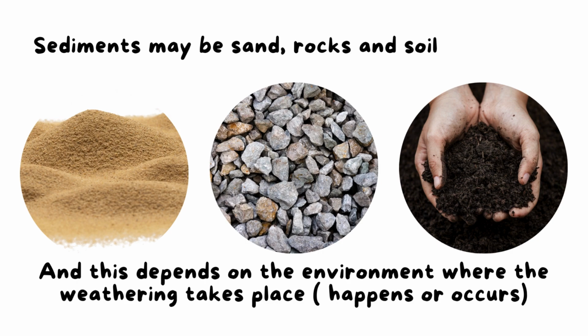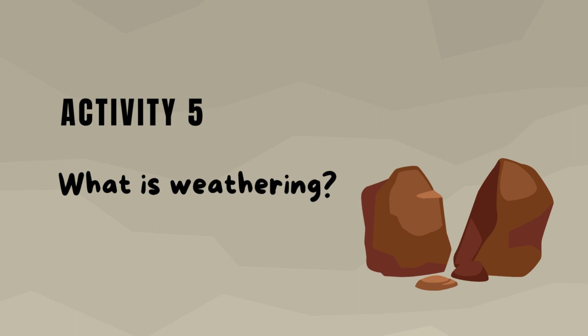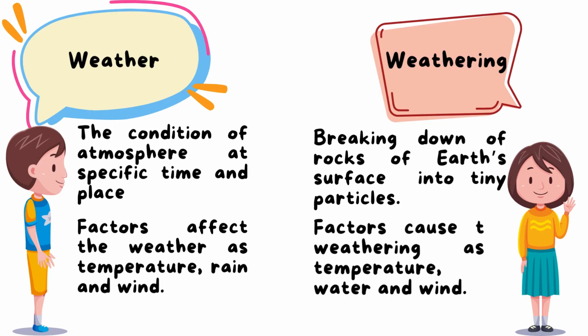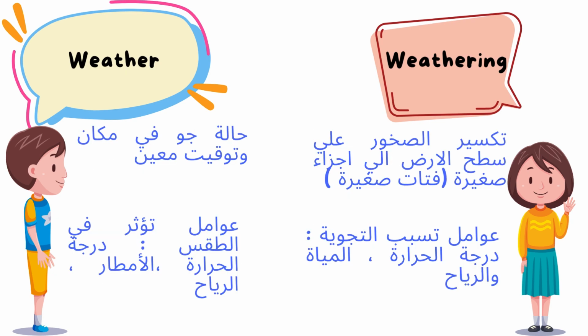Okay, now we will start activity 5. What is weathering, okay? You know, weathering looks like the word weather, okay? And we know that weather means what? The condition of the atmosphere at a specific time and place, okay? As the weather today is cold, so the specific time is today, and the place is this area that we are living in, okay? So weather is the condition of the atmosphere at a specific time and place, okay?